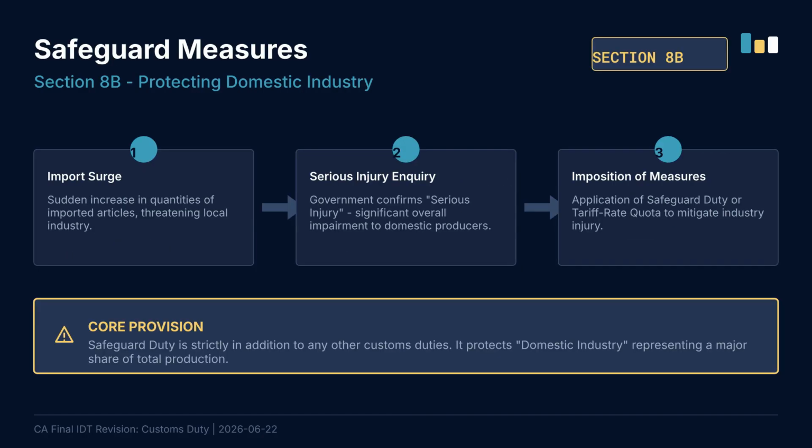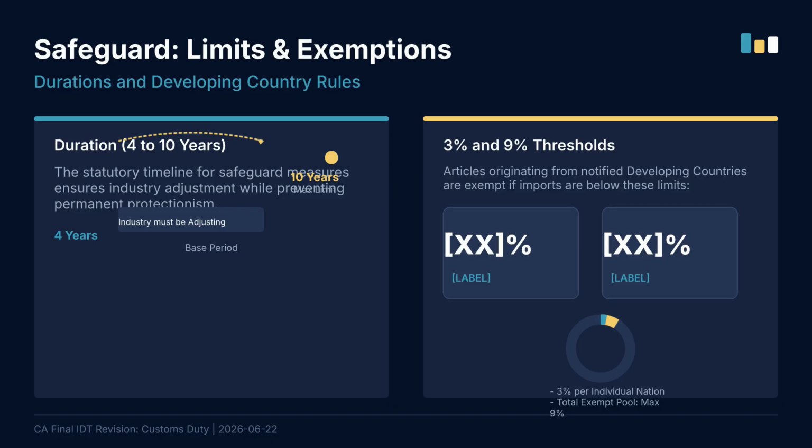Safeguard measures under Section 8B protect domestic industries from sudden surges in imports. Before imposing such measures, the government conducts an inquiry to determine whether increased imports are causing or threatening serious injury to domestic producers. If satisfied, it may impose safeguard duty, tariff rate quotas, or other suitable protective measures. The objective is not to permanently restrict trade, but to provide domestic industries sufficient time to adjust and become competitive against import pressure. Safeguard measures are temporary in nature.